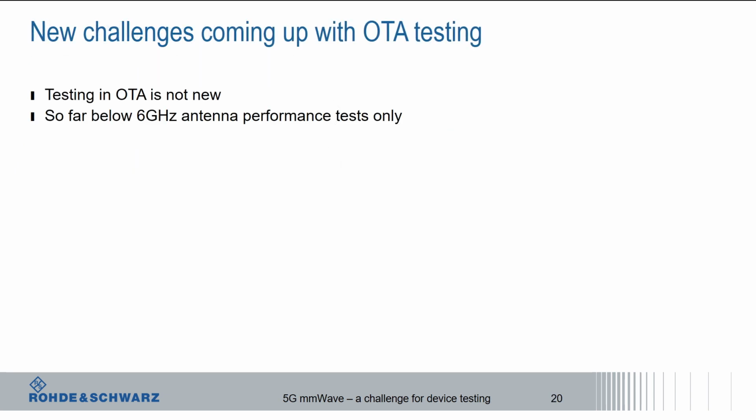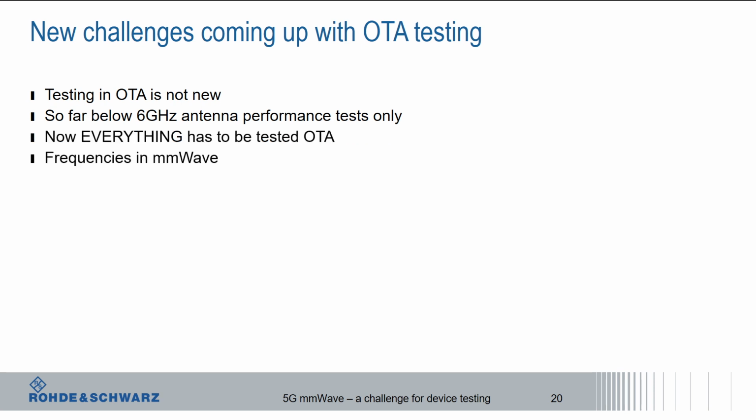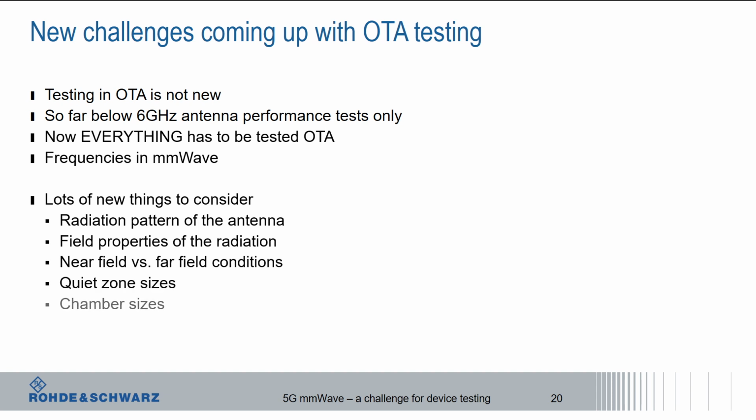So testing over the air, as I said, as such is nothing new. It was done before, but below 6 gigahertz and only in certain cases like antenna performance tests. But now with FR2, everything has to be tested over the air, and of course at mmWave frequencies. So besides cutting the cords, there's quite a few things that we have to consider and keep in mind.